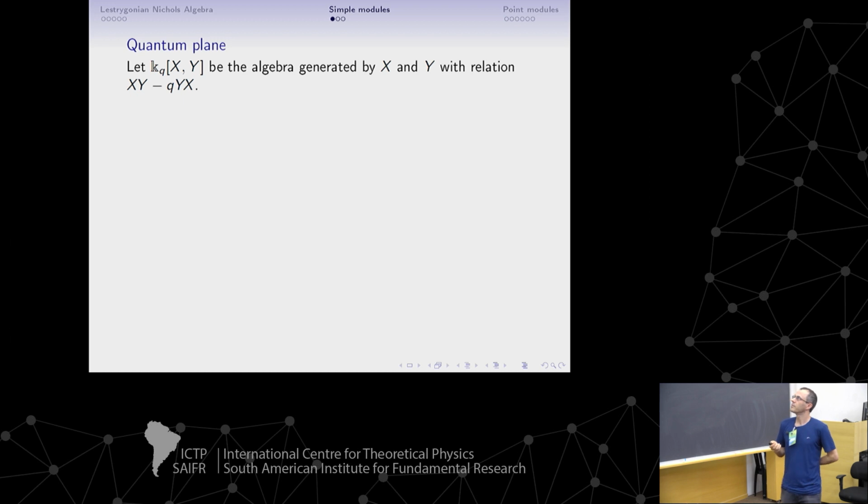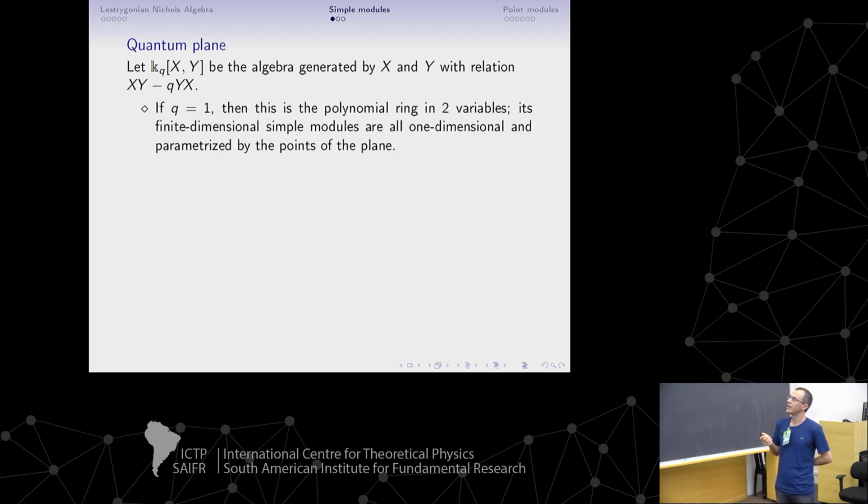The quantum plane is the associative algebra generated by X and Y that satisfies this relation. When q is 1, this is not the quantum plane, this is the algebra of polynomials in two variables. In this case, the finite dimensional simple modules are all one-dimensional because X and Y commute. We can take a common eigenvector, which is easy.